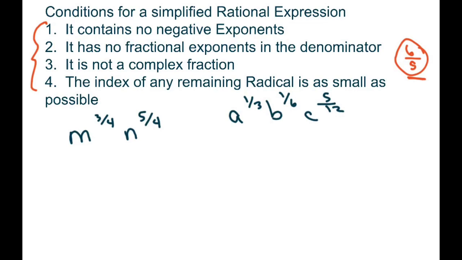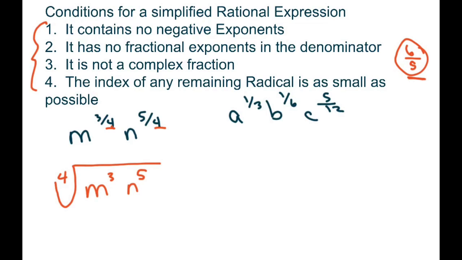So the first one we're going to have is pretty basic. Since the index is here, 3/4 and 5/4, my roots are the 4s. So I'm going to write this as a radical, and that's the 4th root, and keep my powers inside the radical. So that's m to the 3rd and n to the 5th.